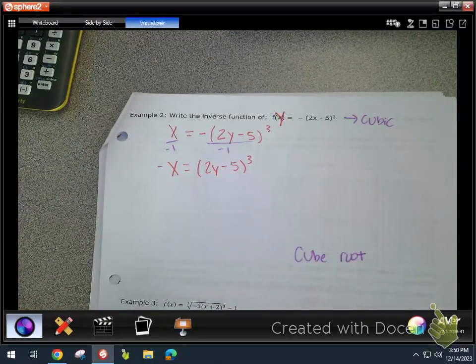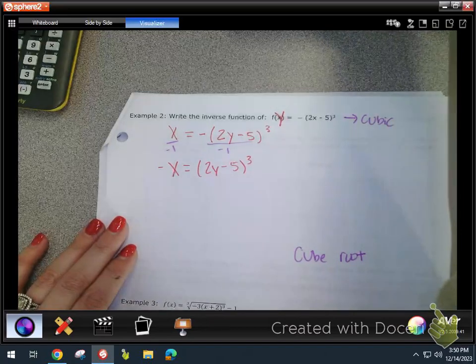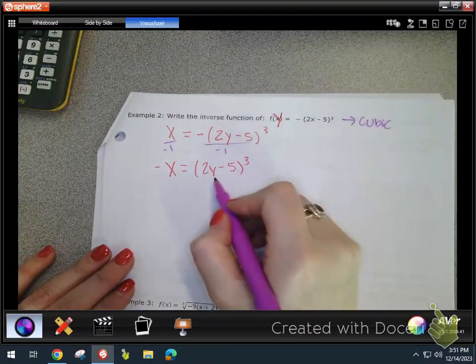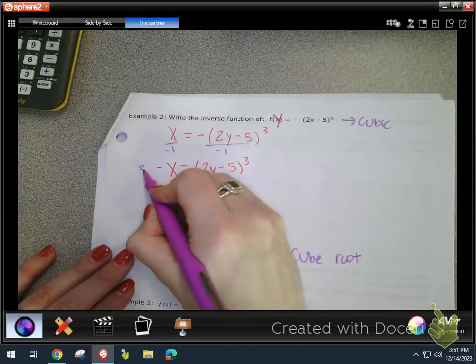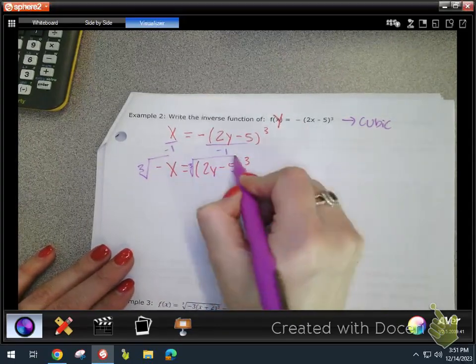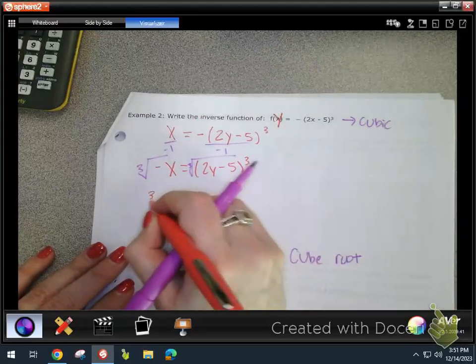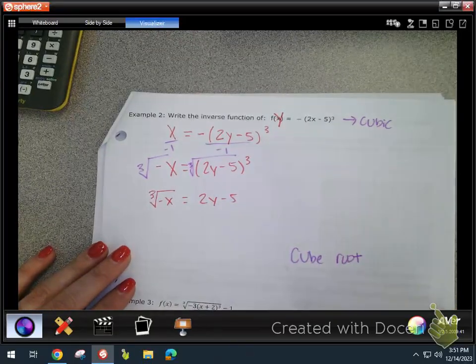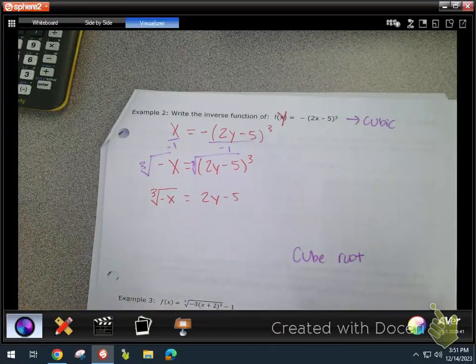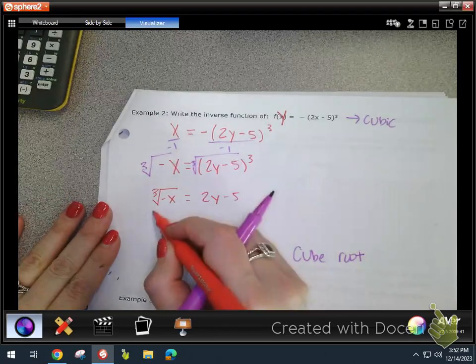Now undo the power of 3 and get the y by itself. It's a couple more steps after you undo the radical, but you got it. So this one's going to have a little bit more steps after you get rid of the cubed. How do you get rid of the cubed? Cube root. Okay, so this will give me cube root of -x equals 2y minus 5. Got to get y by itself. What has to go first? -5.